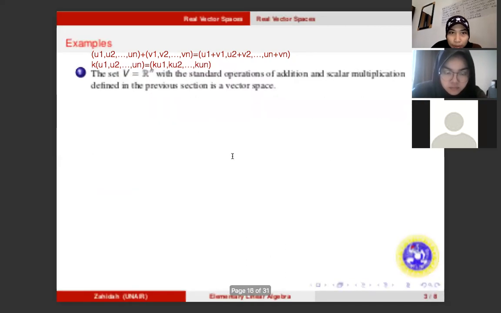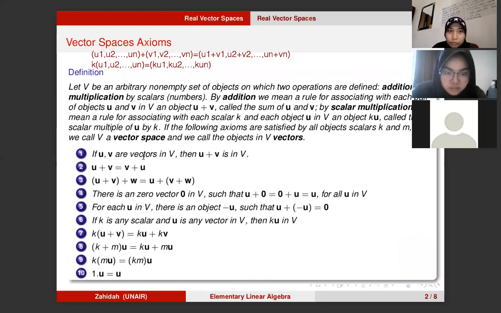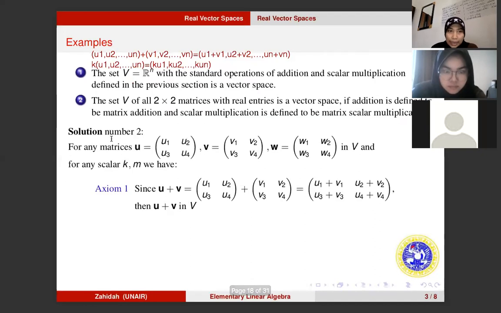If you take a look at this axiom, we need three vectors, right? U, V, and W. And we need two scalars, K and M. So I write it here. For any matrices U, V, and W, because this time our set is matrices, I take three matrices here. All of the matrices are in V.